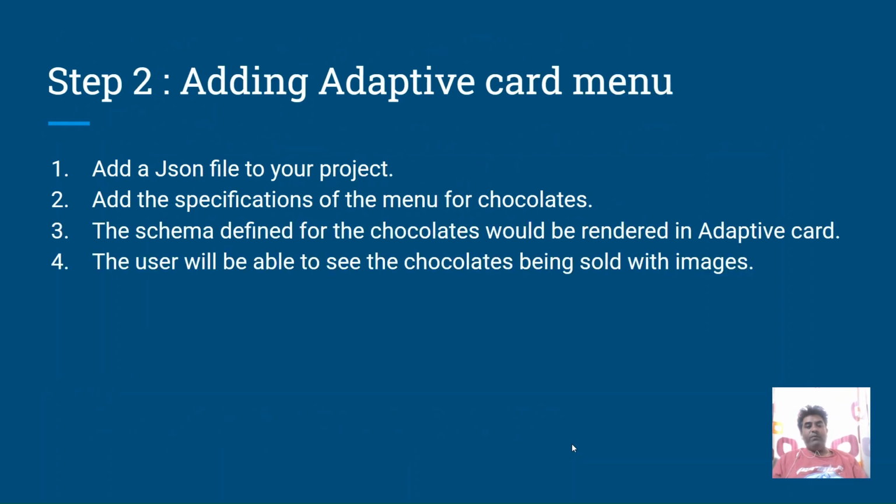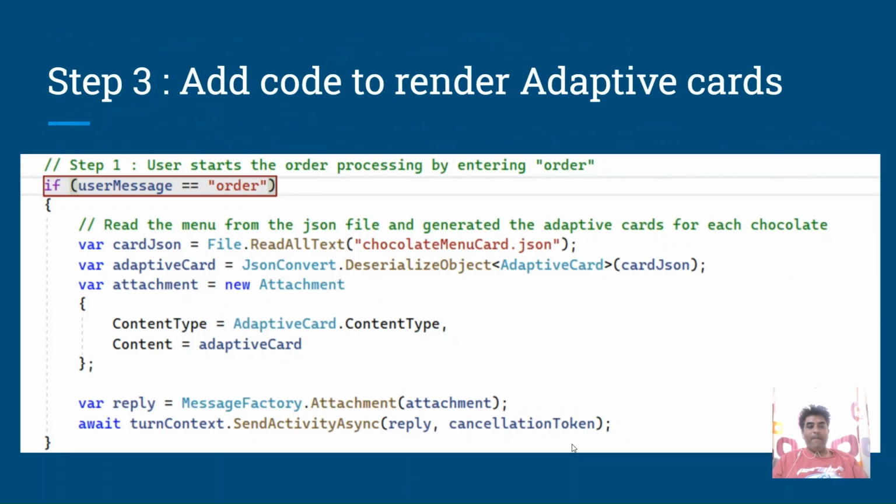Step two is adding the respective JSON file to our project. It has a specific specification added to the JSON file, and it will be used for generating the menu for the chocolates along with the associated images, and also the buttons that would be generated with the respective text. The user will be able to see the chocolates that the store is selling, and it will allow the user to select through the buttons. This is the implementation that we have modified in our demo.